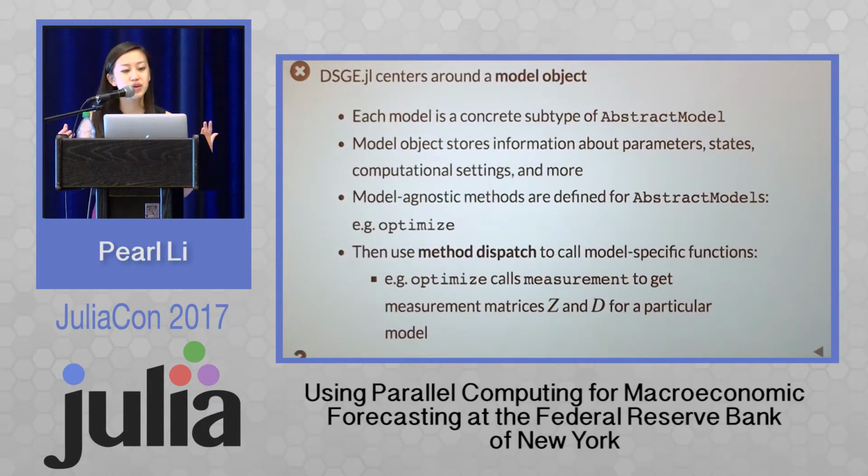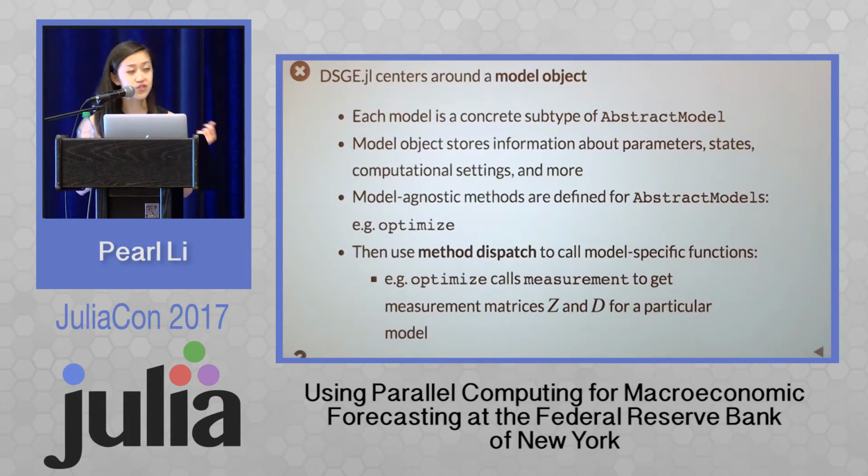Just for a brief overview of what the package looks like, we have as our main feature what we call a model object, which is some instance of a concrete subtype of the abstract type AbstractModel. This model object stores information about the model, including parameters, states, computational settings, and more.